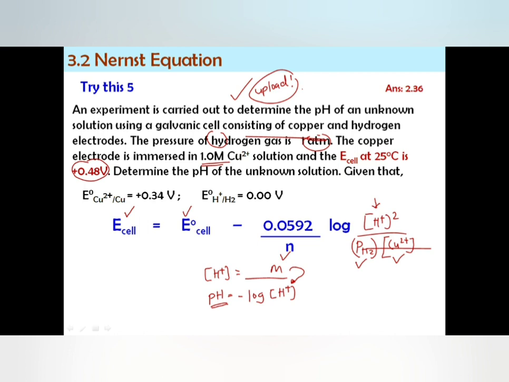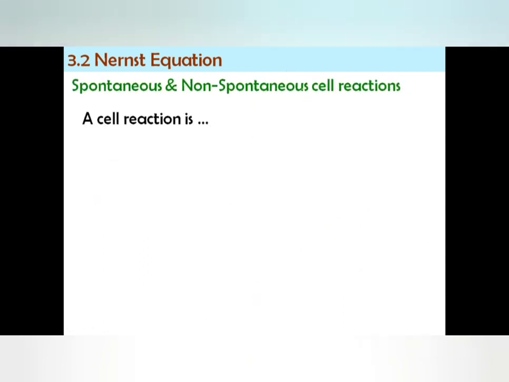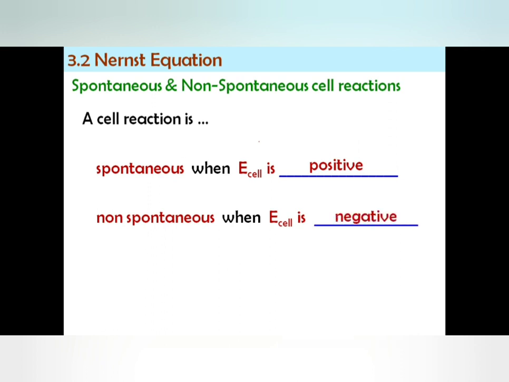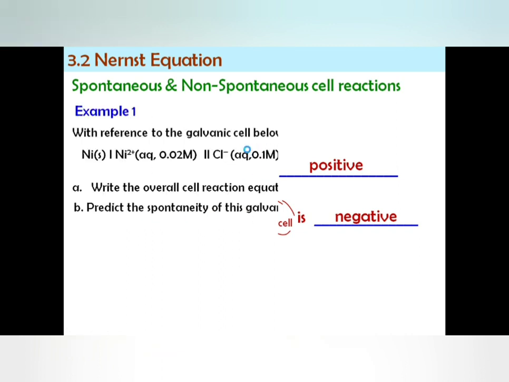Ada sikit je lagi, the last learning outcome for 3.2. The spontaneity. Okay, spontaneous and non-spontaneous cell reaction. Jadi a cell reaction is spontaneous kalau E cell positive. Non-spontaneous kalau E cell is negative. Beza dia adalah this is non-standard condition. Kalau standard guna E naught cell. Itu je beza dia. Okay? Jadi, simply cari value of the cell potential. Okay. So, kita pergi example 1.